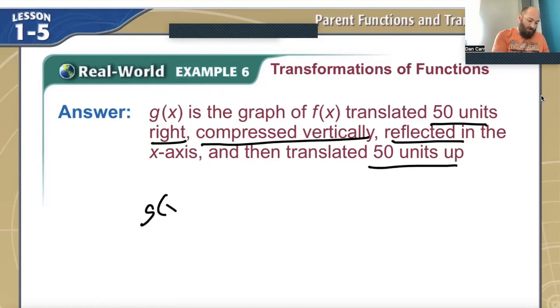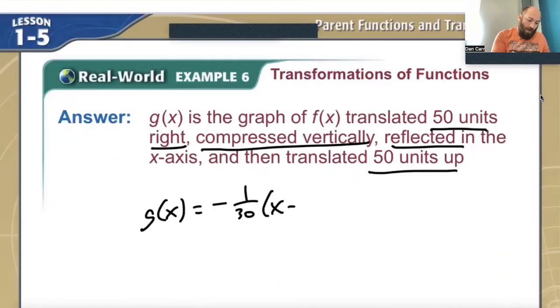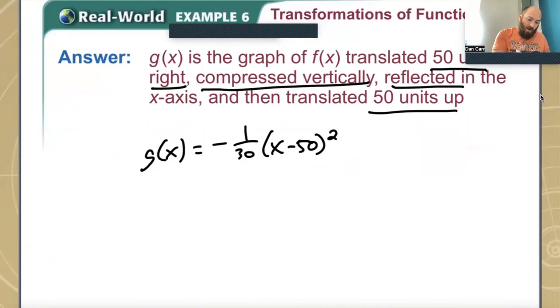So remember what I said, it was negative 1 over 30 times x minus 50 squared plus 50. So 50 units to the right, that's thanks to this part. It is compressed vertically. It's the fraction 1 over 30 because it's less than 1. And it's reflected because it's a negative, and then it goes 50 units up because of the plus 50 at the end. Okay, so just a little bit more complicated, but still the same idea overall.